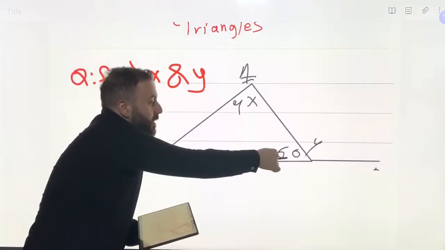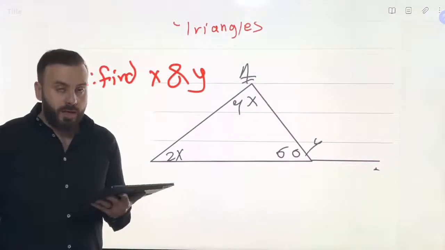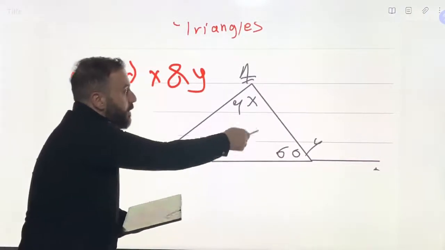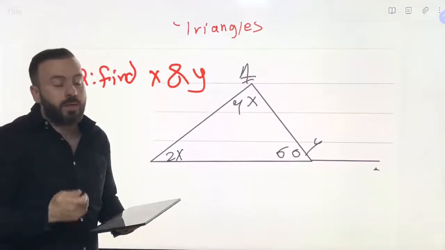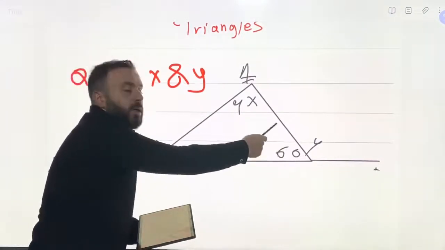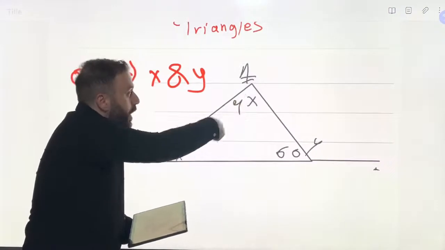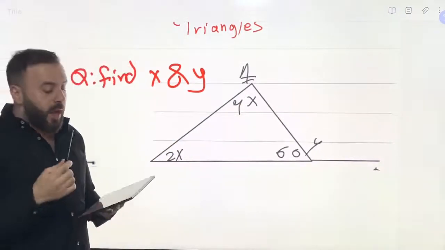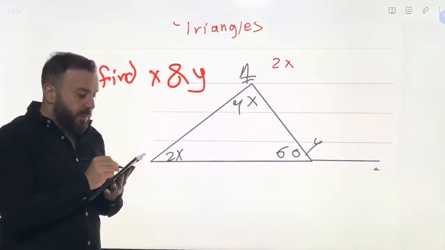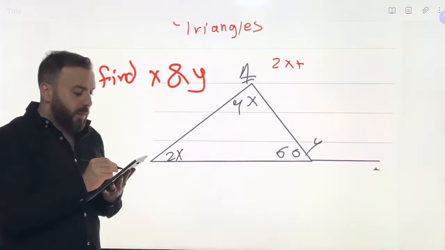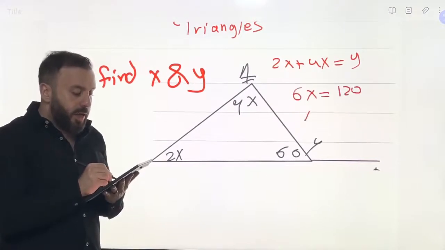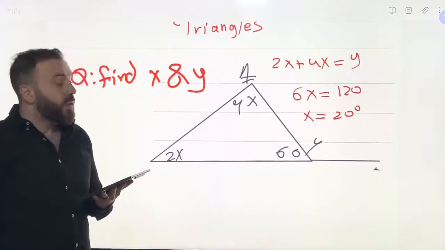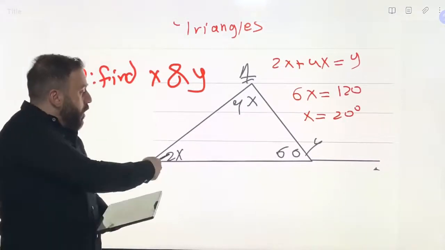Y plus 60 is equal to 180. At the same time, 60 plus both 2x and 4x is also equal to 180, which means that y is equal to the sum of 2x plus 4x. So I can say 2x plus 4x is equal to y. In this case, 6x is equal to y, which is 120. Then x is equal to how much? 20.